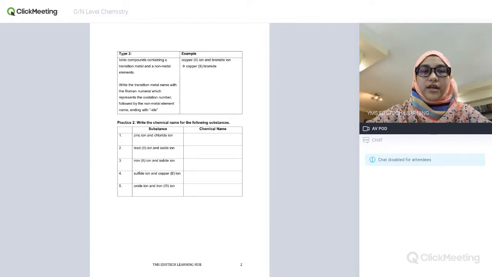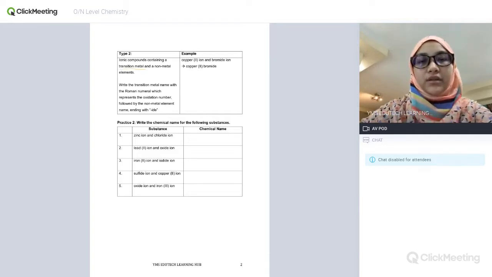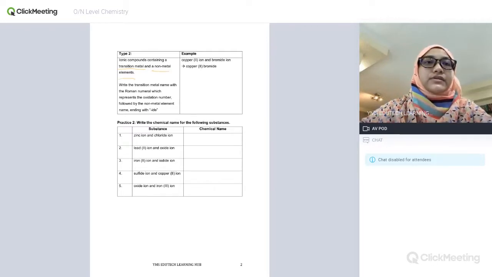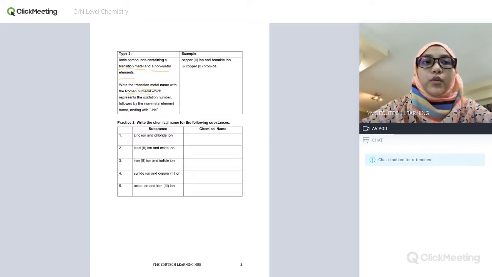Type 2 involves ionic compounds as well, but this time around it is not metals from group 1, 2, and 3. This time around we are dealing with transition metals. So if we look at the periodic table, the transition metals are the middle block elements. We have transition metal and a non-metal elements. So in writing the ionic compound of transition metal, it has to be accompanied with the Roman numeral, which represents the oxidation number, followed by the non-metal element, and it has to be ended with "ite."